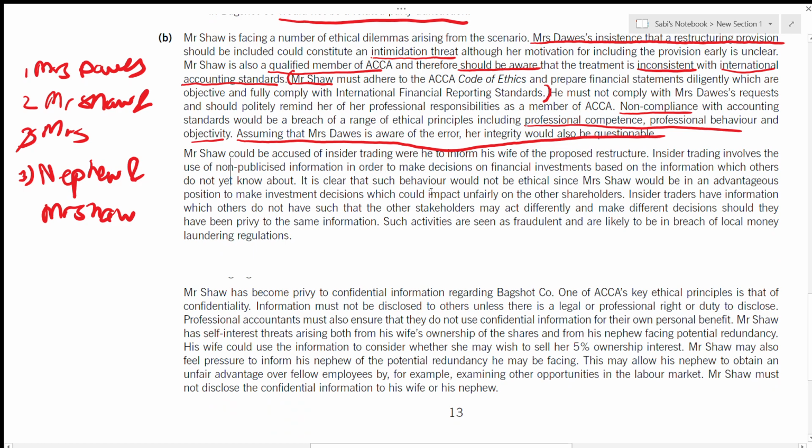Mr. Shaw could be accused of insider trading. Now they're talking about the wife. Mr. Shaw could be accused of insider trading, okay, were he to inform his wife of the proposed restructure, right? Insider trading involves the use of non-publicized information in order to make decisions of financial investment based on information which others do not know about. It is clear that such behavior would not be ethical, since Mr. Shaw would be in an advantageous position to make investment decisions which could impact unfairly on other shareholders, right? So he could get an unfair advantage because he has insider information. Using that, he could inform his wife and they could make the investment decision, which is not fair.